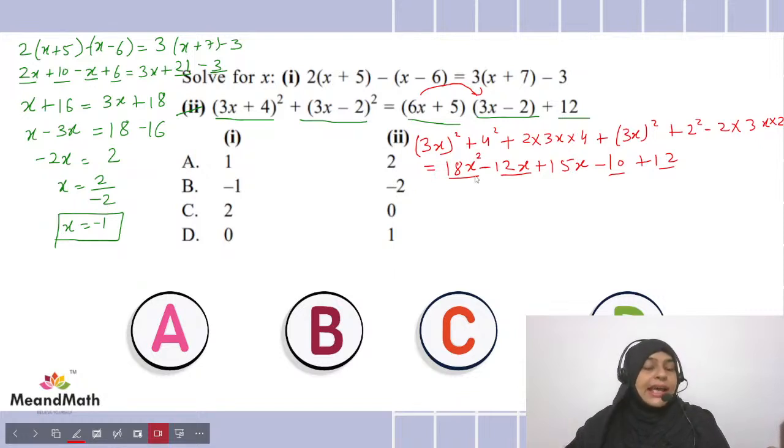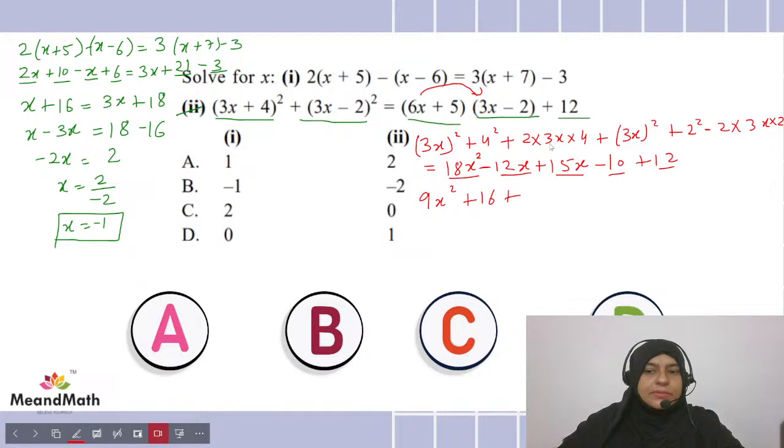Now, when you are multiplying 6x with 3x, 6 times 3 is 18 and x times x is square. So there is a square. It is 18x square. Now, you can see 6 when multiplied with 2 is minus 12x. 5 times 3 is 15x. And 5 times 2 is minus 10 plus 12. Now solve it. It is 9x square plus 16 plus 24x. Again 9x square is square of 3 plus 4 minus 12x. Correct? Now on the right hand side, now we have 18x square.